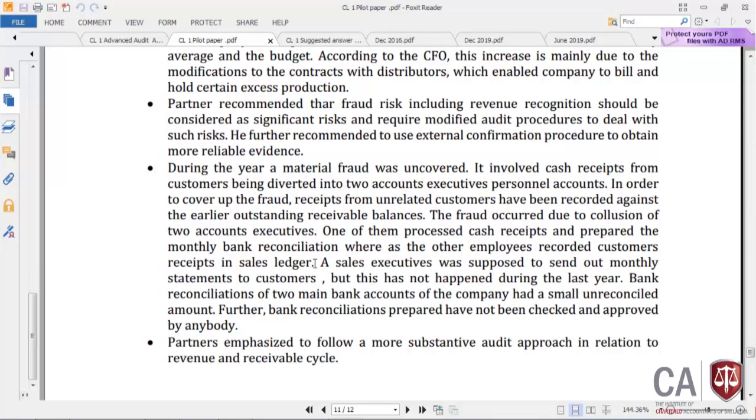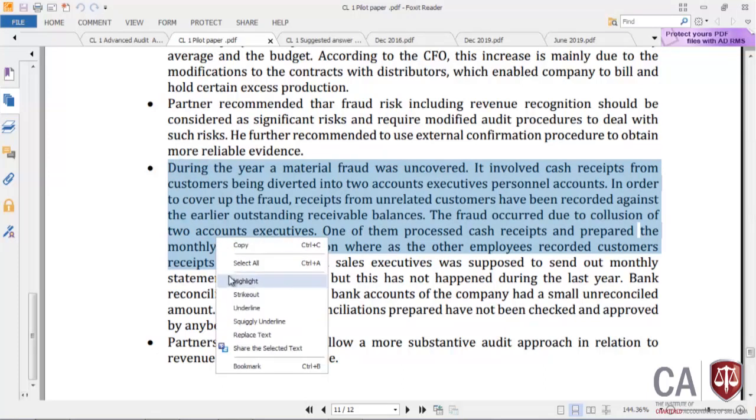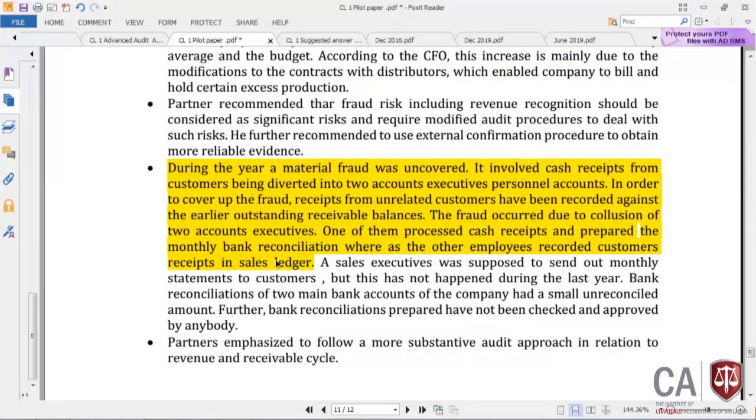What do you think? Up to this point, is there any internal control weakness? Again I will read. And also remember, in auditing papers, the answer is within the question. You need to have a patient mind.